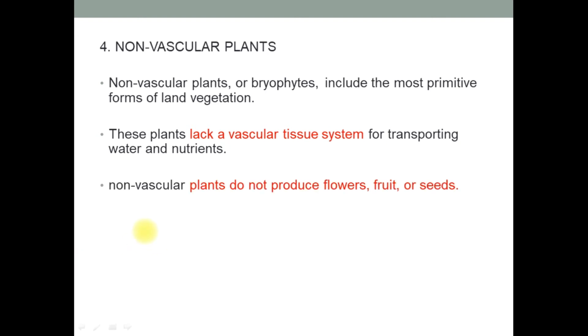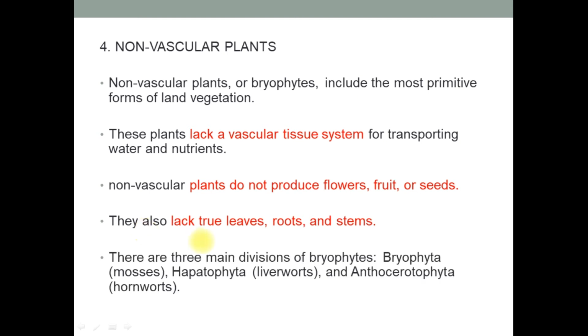And non-vascular plants do not produce flowers, fruits, or seeds. So that is the other common feature. Besides lacking a vascular system, they also don't produce flowers, fruits, or seeds. They also lack true leaves, true roots, and stems. And the three main divisions of bryophytes are mosses, liverworts, and hornworts.